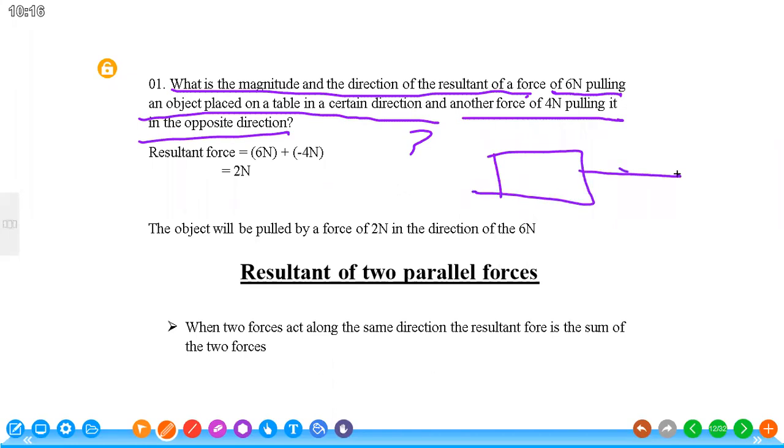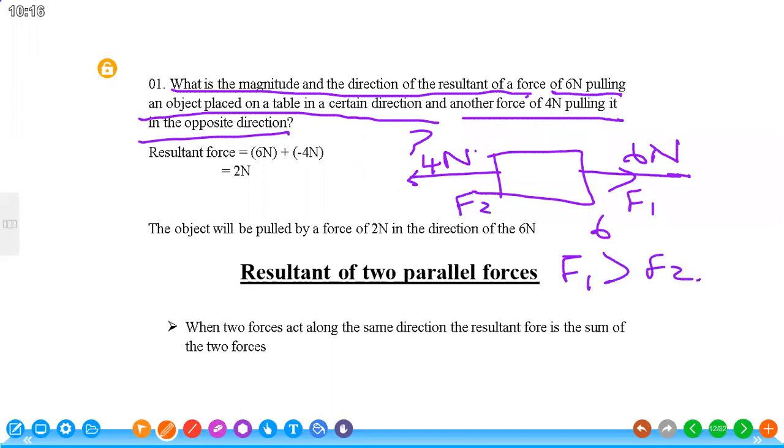Here, a 6 Newton force is applied in one direction and a 4 Newton force is applied in the opposite direction. Consider this F1 and this F2, so F1 is greater than F2. We apply the condition F1 minus F2: 6 Newton minus 4 Newton is equal to 2 Newton. Now, can we move to the next section, students?